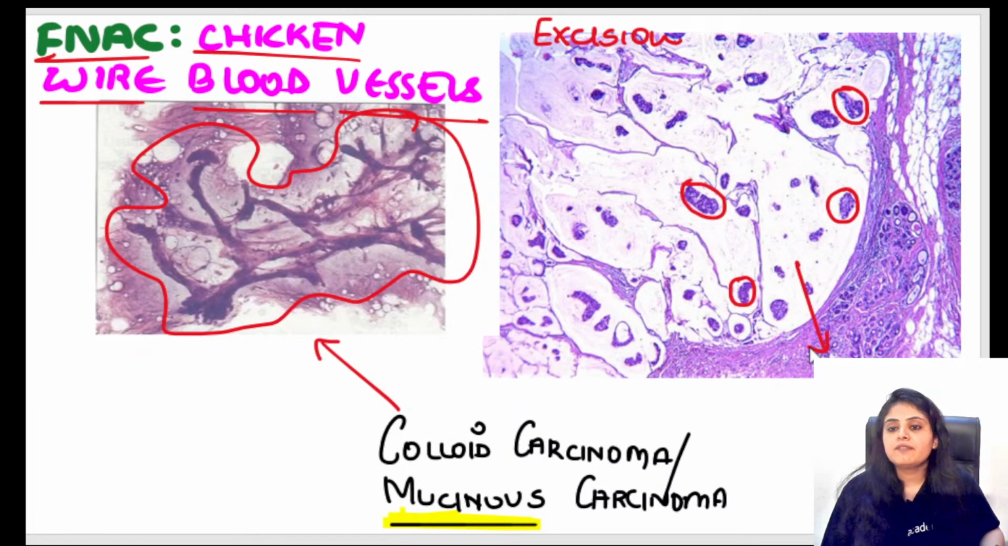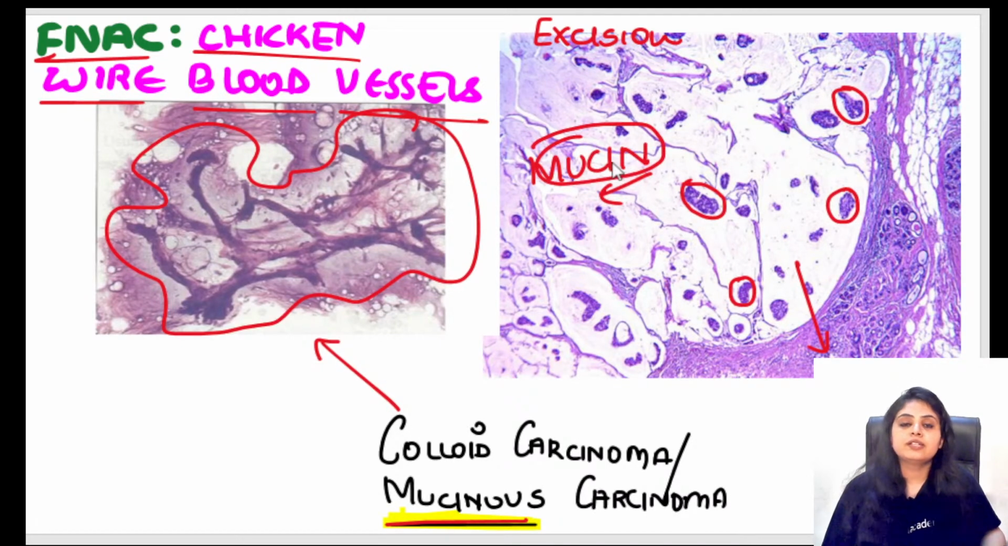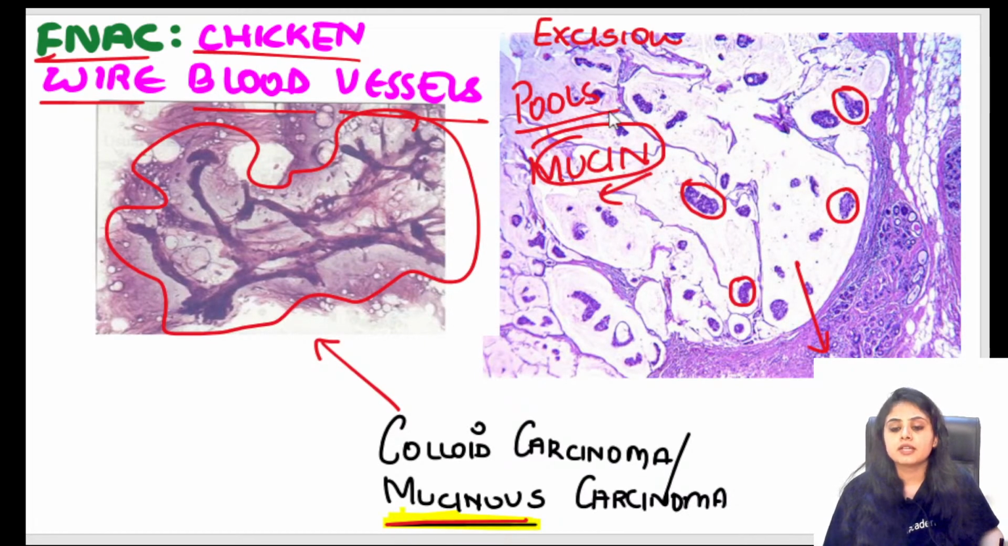But the background is all water, because the background is having lots and lots of mucin. That is why we called it mucinous carcinoma. It has a lot of mucin. One very important question comes: where is the mucin? Tell me guys, is it outside the cells or inside the cells? Extracellular or intracellular? So you are saying pools of mucin, ma'am. There are pools of mucin, an ocean of mucin. But where? Extra or intra?